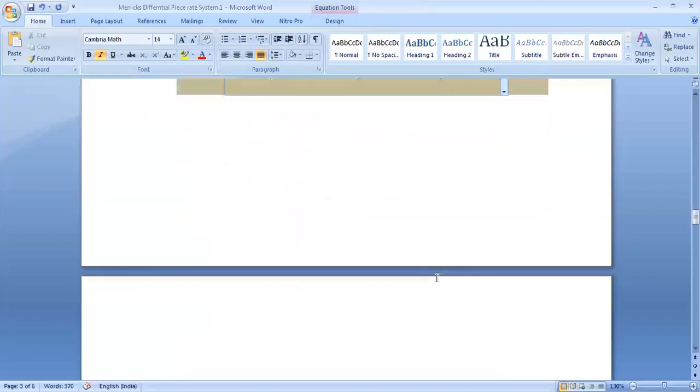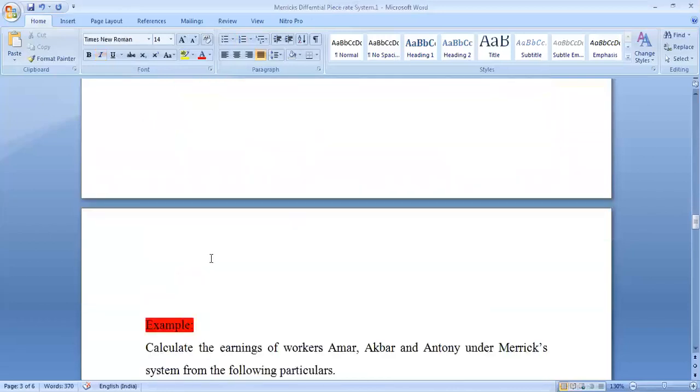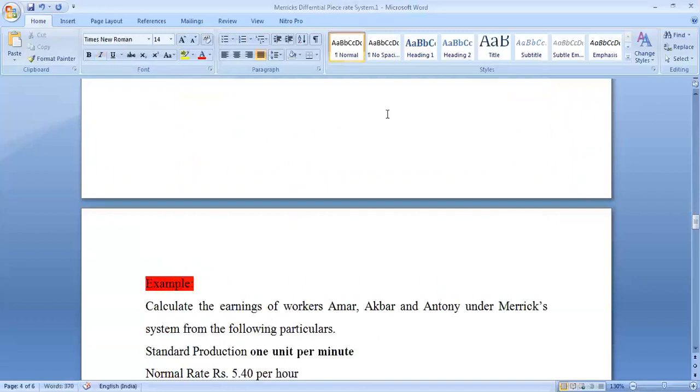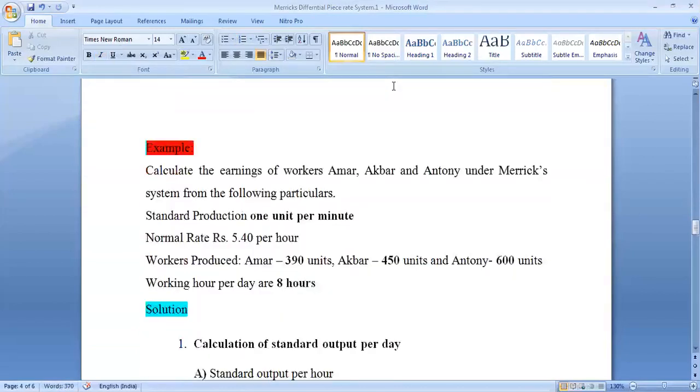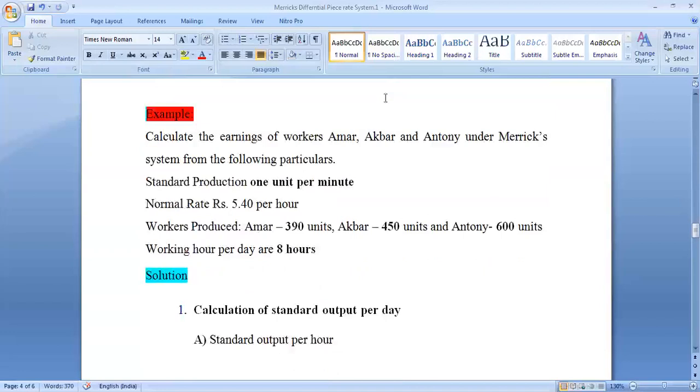Okay, now we'll take an example to understand the problem. This is how the question is going to come in your examination. Calculate the earnings of workers Amar, Akbar and Anthony under Merrick's system from the following particulars. Okay, 3 workers are there.